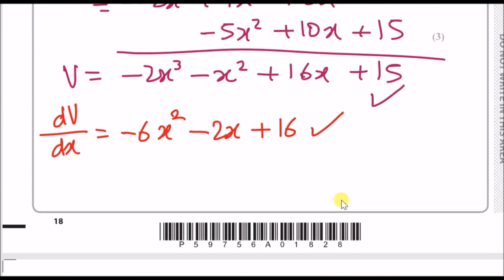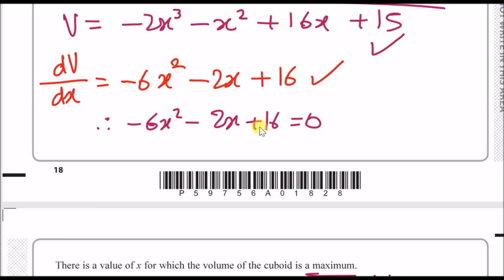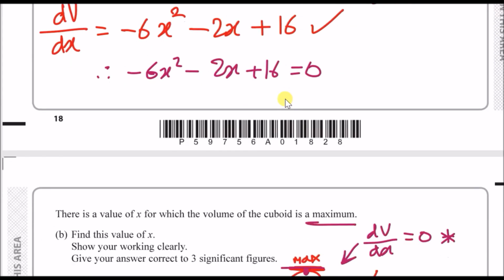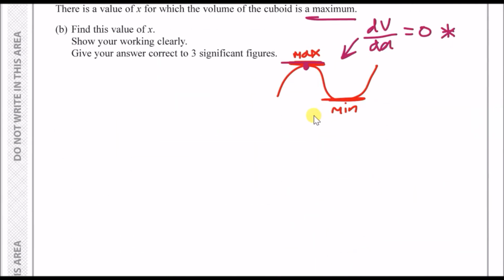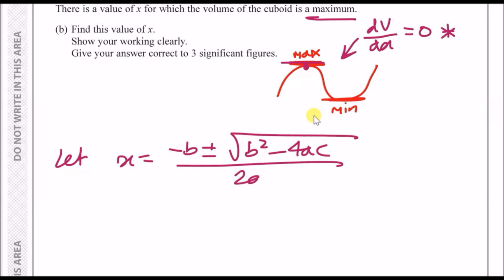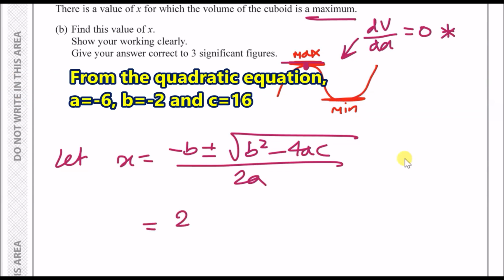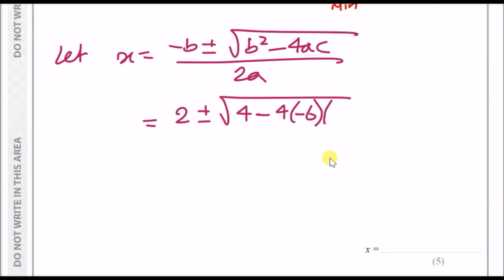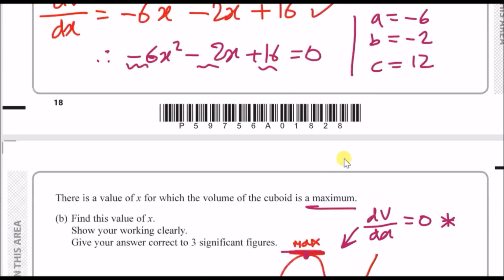So let's do that. Let this equal 0. We're now going to have minus 6x squared minus 2x plus 16 equals 0. And then this is just a straight up normal quadratic equation, so I'll use the quadratic formula. Let x equal minus b plus or minus the square root of b squared minus 4ac, over 2a. We're therefore going to have plus 2 plus or minus the square root of b squared, which is 4, minus 4 times a, which is minus 6, times c, which was 16. And all of this over 2 times a, so 2 times minus 6.